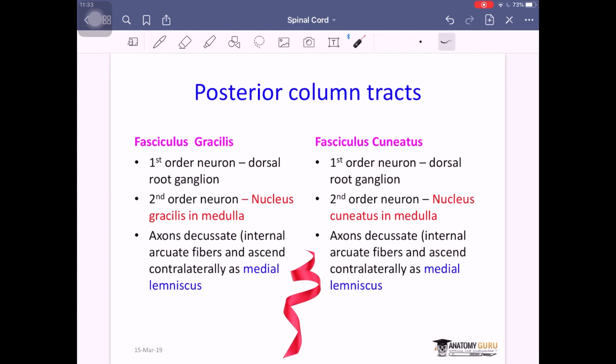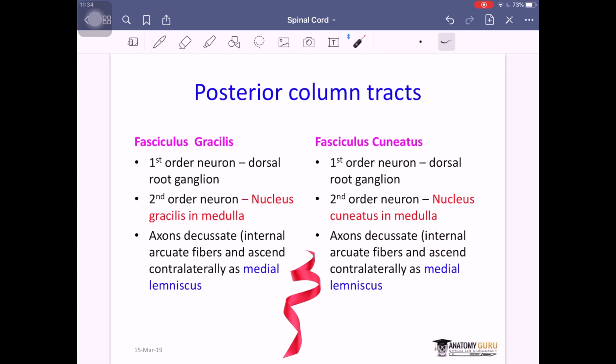Now here we have the fasciculus gracilis on this side and the fasciculus cuneatus on this side. The first order neuron for both, as we already said by the Bell-Magendie law, is always in the dorsal root ganglion. The second order neuron is in a nucleus present in the medulla, and the nucleus is called the nucleus gracilis.